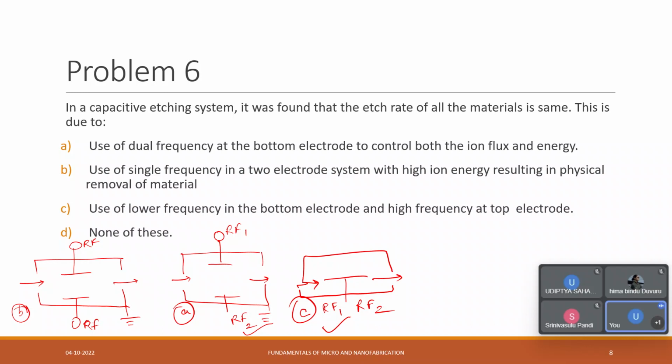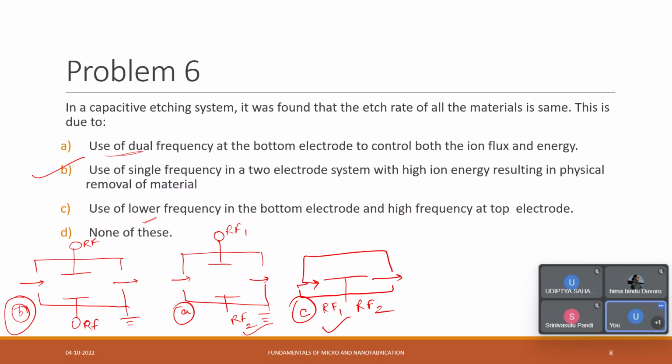What happens in condition B is that we start getting sputtering. So this is not an ideal condition for etching, but these same configurations are used for etching systems. You will find the use of dual frequency and lower frequency, differential frequencies in both the electrodes, but the single frequency is common with deposition systems, basically because it sputters the things. So essentially, option B is the correct one.